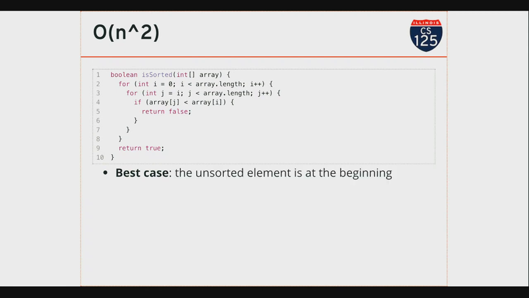Okay, so the best case is that the unsorted pair is right at the very beginning. In that case, this algorithm will never take more than 2 steps. What is the worst case for this algorithm? This is kind of interesting.